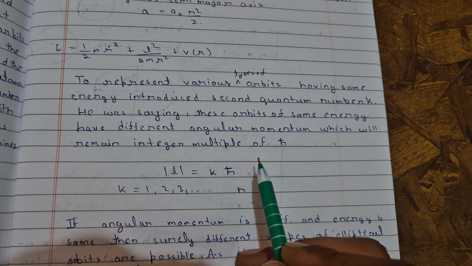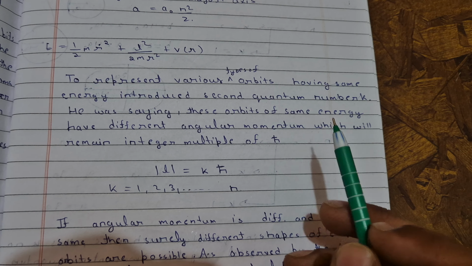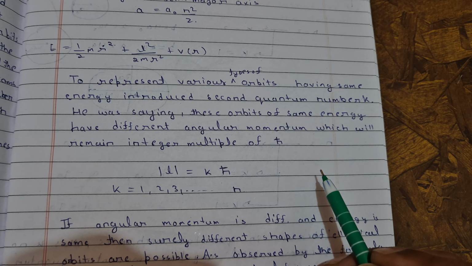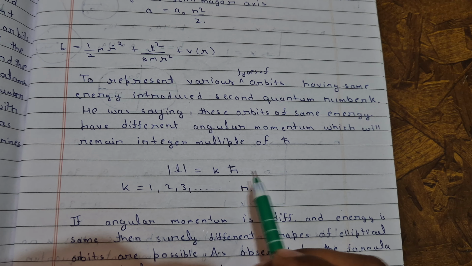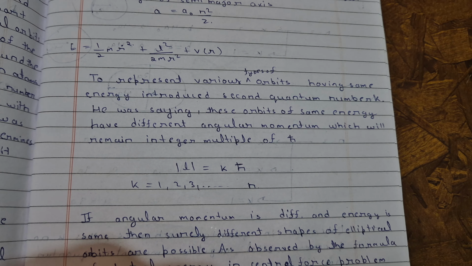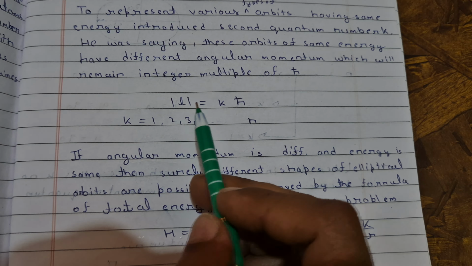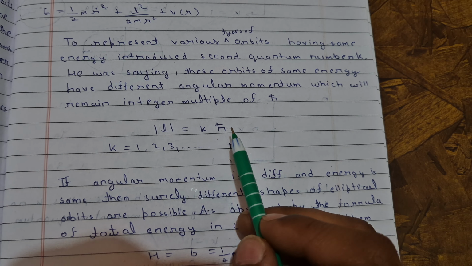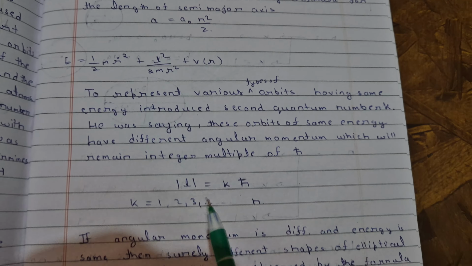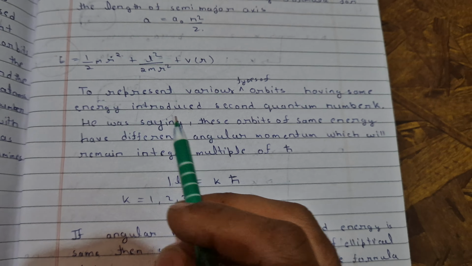Now in the Bohr model we studied that angular momentum is defined as n h by 2 pi. Now he replaced this n by k, so L is nothing but k h cut. So angular momentum will be k h cut, that is 1 h cut, 2 h cut, 3 h cut, like that. In place of L you just substitute these values and you will get different orbits.